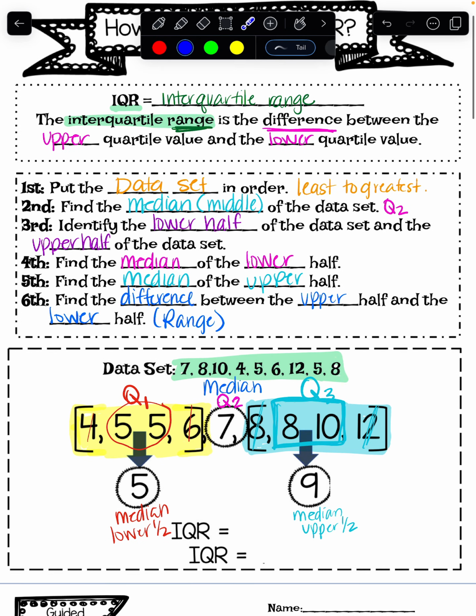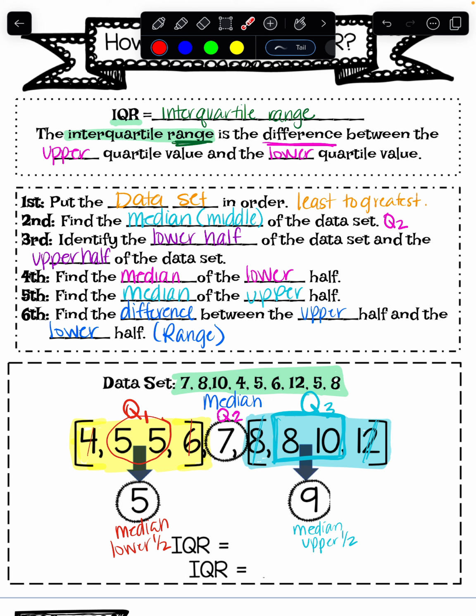Okay, so then to find the IQR, the last step, step 6, is we have to find the difference, or subtract. We take the upper quartile, Q3, which is 9, minus, because we're just finding the difference, the lower quartile, which was Q1, and that was 5. And so the interquartile range is 9 minus 5, which is 4.